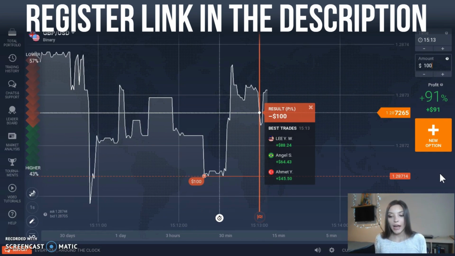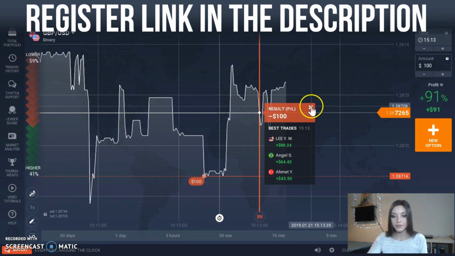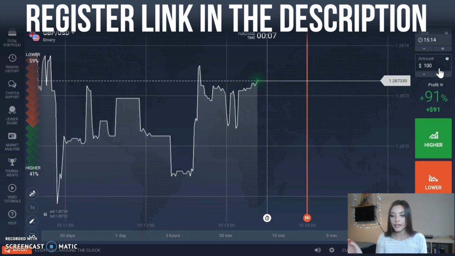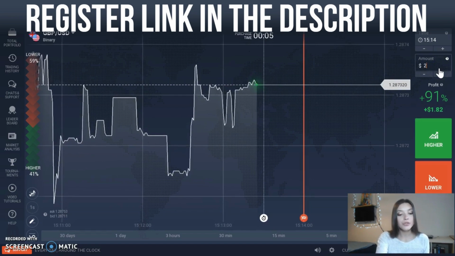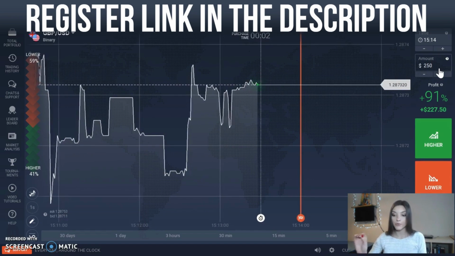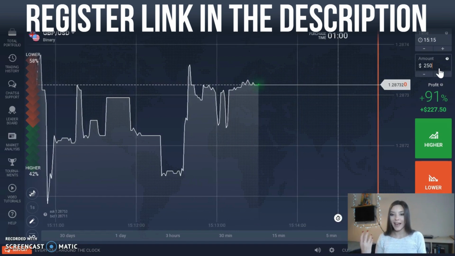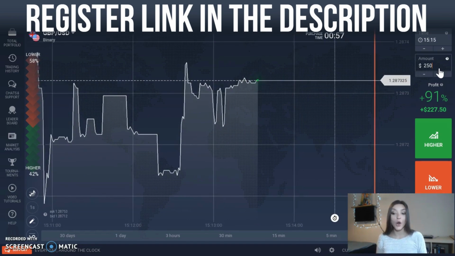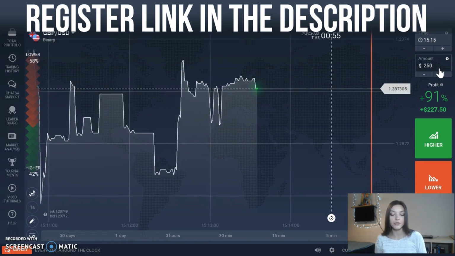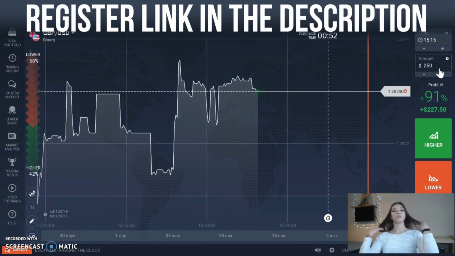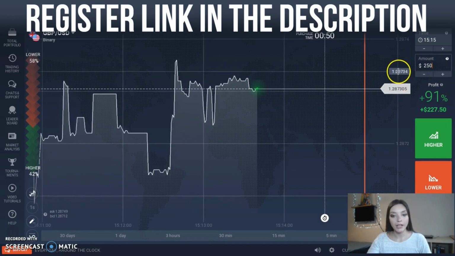So how do I need to open the next position in case of loss? In case of loss, I need to make the next position two and a half times bigger than the previous one. So I need to change $100 to $250 and be ready to open a good position for me. Okay, so I will wait for a while.